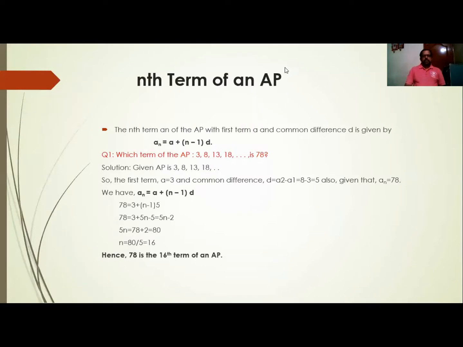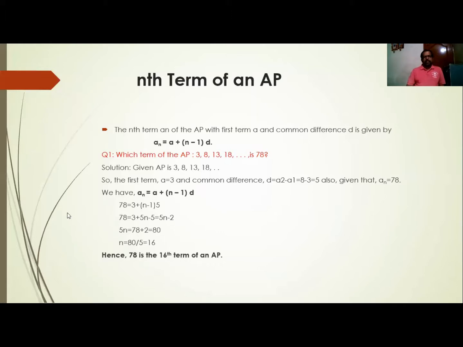So this is a formula to find the nth term of an AP. This formula will help you find any term. Like if you are given an AP and asked to find the 10th term, 15th term, 20th term, or 100th term of the AP, we can find it by using this formula. Depending on this formula, we have a few more examples. So let's go through it. Let's see the example.